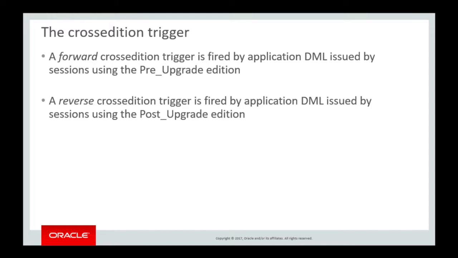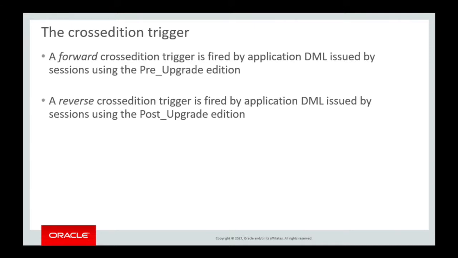These are the rules. A forward cross-edition trigger is fired when insert, update, and delete coming from application code is issued by a session using the old edition. And it's clear what the metaphor is. You go forward from the old miserable world to the new, clean, exciting, brave new world, don't you? And the other metaphor is crystal clear as well. If you're leaving behind where you'd got to and going back to the old miserable world, well, we didn't use the word back, we used reverse. So we have forward and reverse cross-edition triggers.